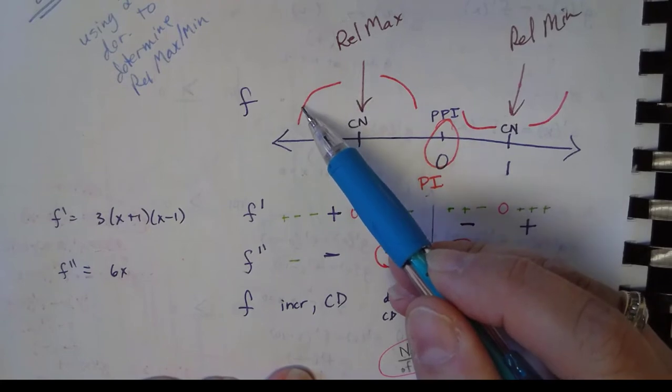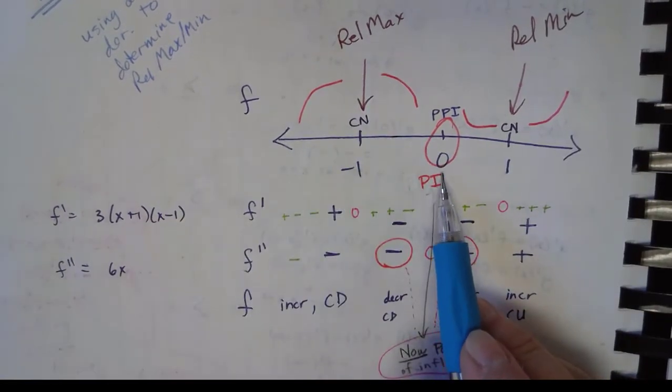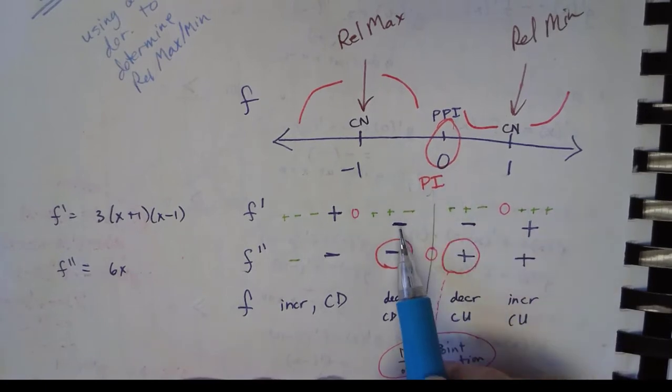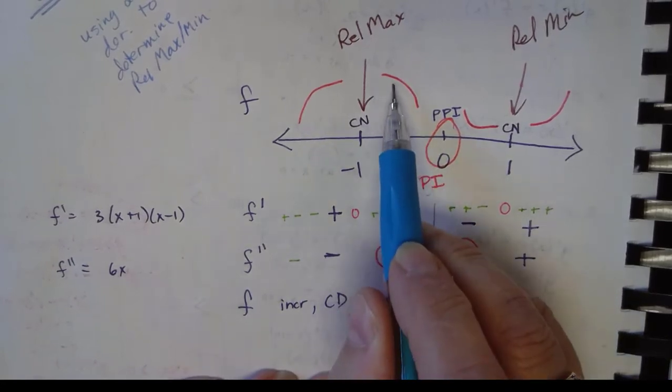Look at that. And now, from -1 to 0, what did we try? -1/2. -1/2 was first derivative negative, second derivative negative. I am decreasing, concave down. Look at that.